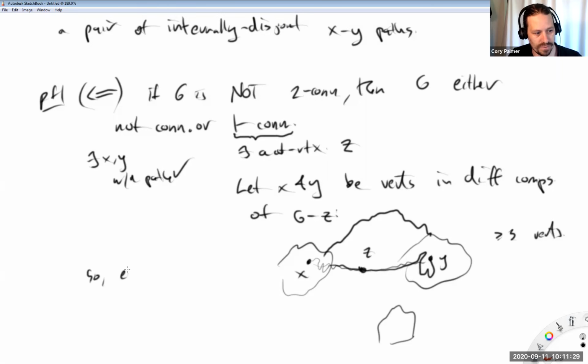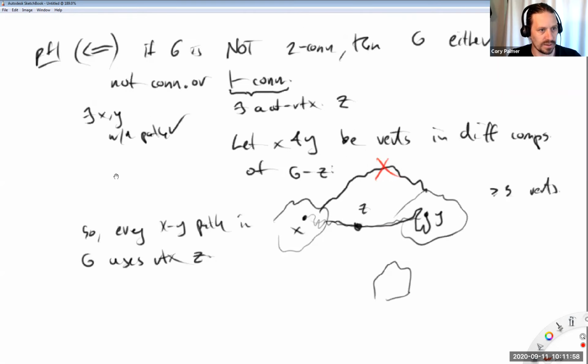So every xy path in the original graph G uses vertex z. But that means that you can't have a collection of internally disjoint paths because they all have to share this vertex. So let me add this in red here. This path up here was impossible, right? That's not allowed because z was a cut vertex. Okay, so it means if it's not 2 connected, then you can't get 2 paths. Great, so we got one direction.